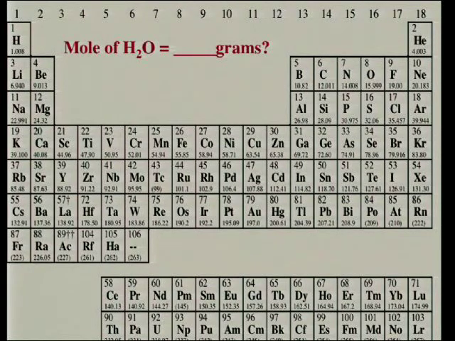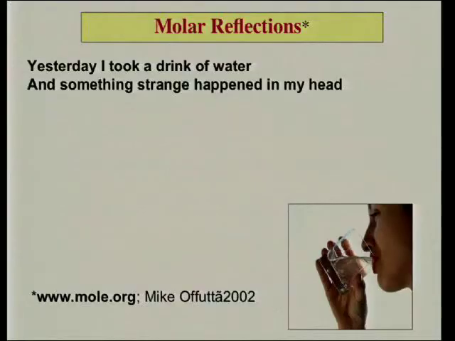16, right. 1 plus 16. I'm rounding them out, okay? But not 1 plus 16, because that's 17. You've got 2 hydrogens bonded to 1 oxygen. So it's 2 times 1 plus 16, or 18.